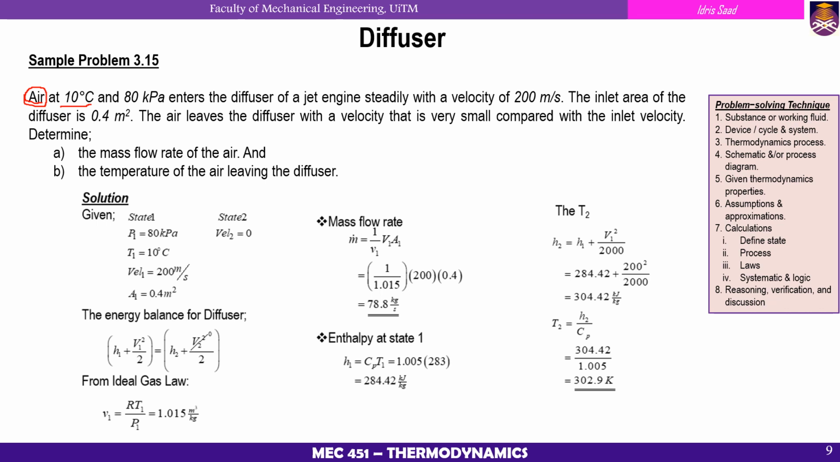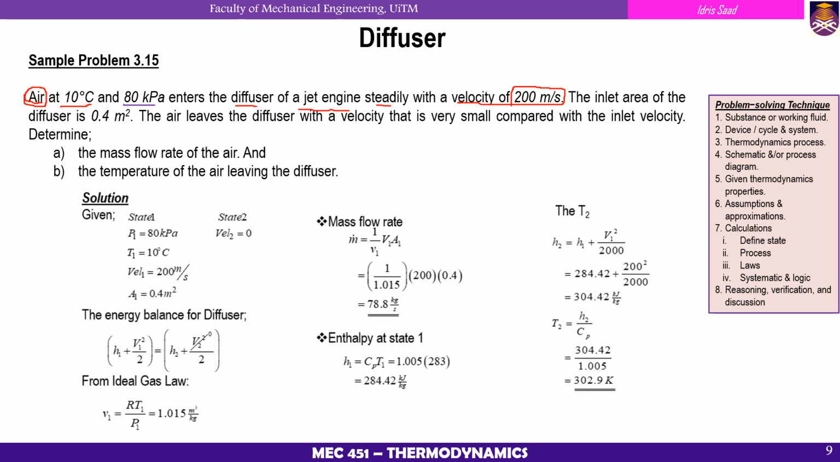Again, when we use air as the substance, we have to convert the unit of temperature from degrees Celsius into Kelvin. Next, it said 80 kilopascal, so this is the standard unit of pressure, entering the diffuser of a jet engine steadily with a velocity of 200 meters per second. This is the standard unit of velocity.